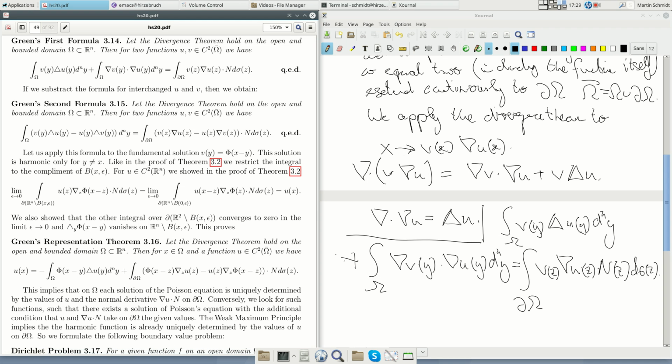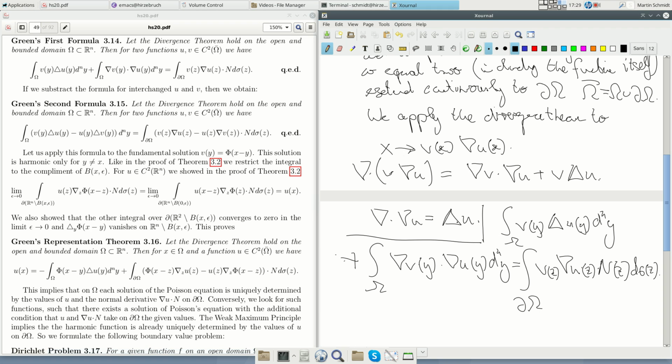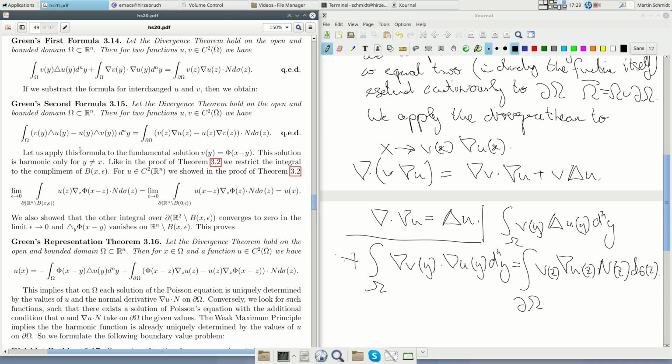Now we subtract the same formula where we interchange u and v. This term here is symmetric with respect to u and v, so this cancels if we antisymmetrize. Now we take the same formula, interchange v and u, then we have this here with u and here with v, and here this is the same, and here u and here v. And then we subtract, and then we get the second Green's formula. So this is an immediate consequence of Green's first formula.